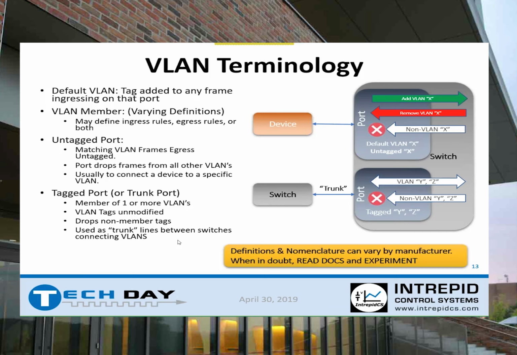a little bit different. Then you have an untagged port, and so anything matching a VLAN with a matching VLAN tag is allowed to egress, but as it egresses, the switch removes or untags that frame. That's usually to connect devices that are not VLAN aware to a specific VLAN. And then you have tagged ports or trunk ports, which typically belong to more than one VLAN. VLANs go in and out unmodified, and it's really intended for the trunk lines or the backbone that connects switches.